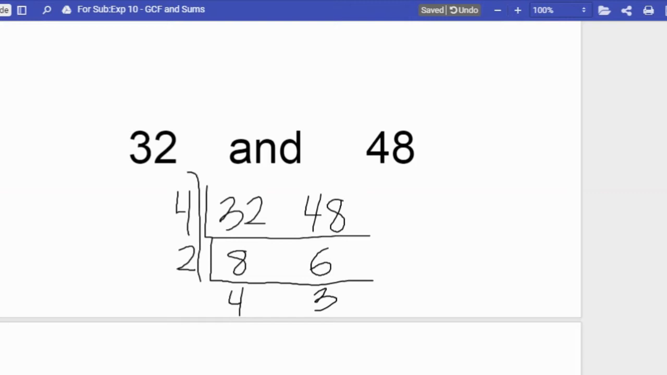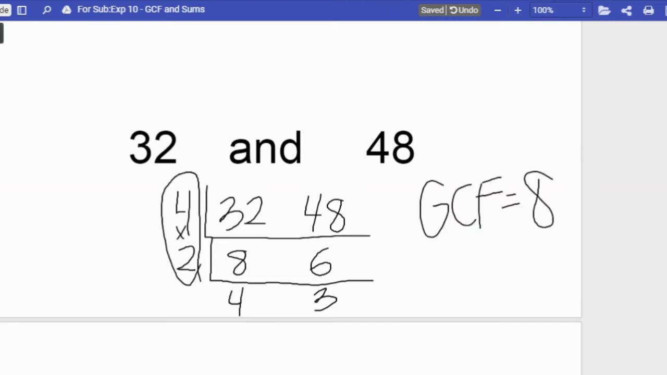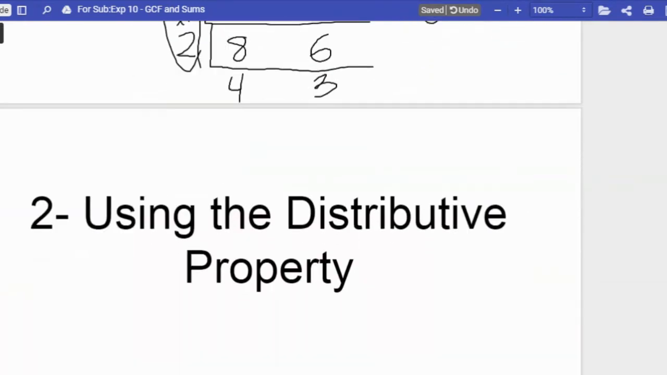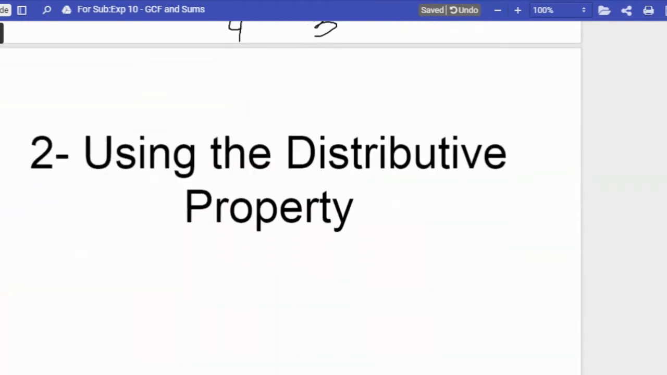So this is what I was talking about last time. If you remember, we take what's out front and we multiply them. So 4 times 2 is 8. So our greatest common factor is 8. In today's lesson, you will be finding the greatest common factor for every problem that you do. So that's something I wanted to review with you.